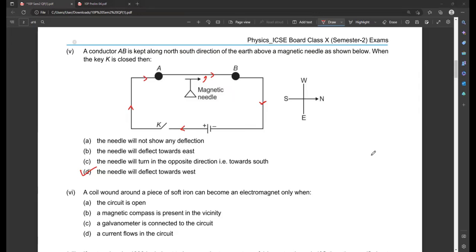A coil wound around a piece of soft iron can become an electromagnet only when the circuit is open. The magnetic compass is present in the vicinity, a galvanometer is connected to the circuit, current flows in the circuit. So open circuit means when current is not flowing. Closed circuit means when current flows.